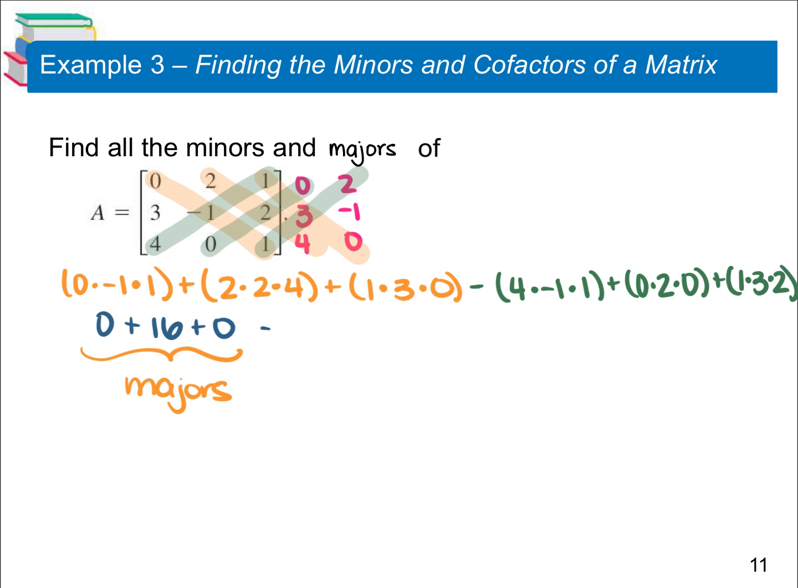Your minors are coming from multiplying out the 4 times negative 1 times 1, the 0 times 2 times 0, and the 1 times 3 times 2. So 4 times negative 1 times positive 1 is negative 4. 0 times 2 times 0 is 0. 1 times 3 times 2 is 6. So these are your minors.